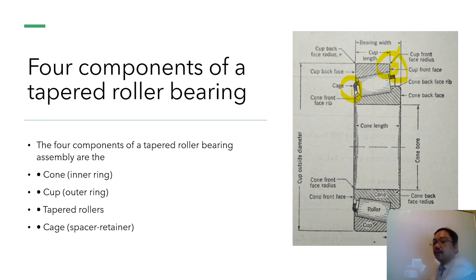nomenclature, because if you remember the ball bearing, we have the inner and outer. The same goes for the taper bearing, but in the taper bearing, it is called the cone and it's called the cup. Cone for inner ring, cup for outer ring. Okay, and then also the differences in the angle, the position, everything. But as you remember, the only four main components: cone, cup, taper rollers, and cage.